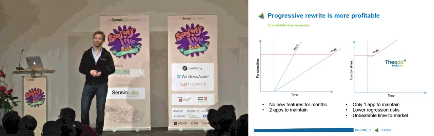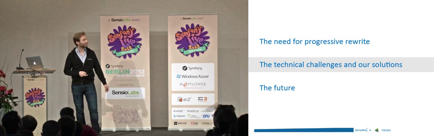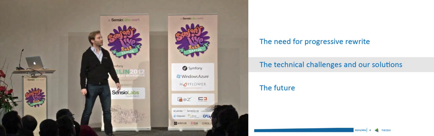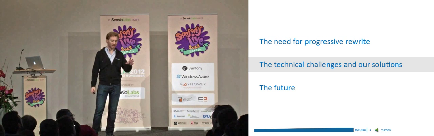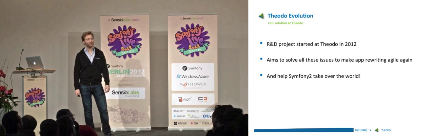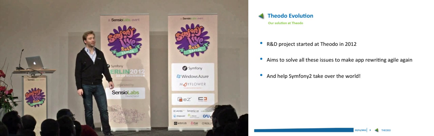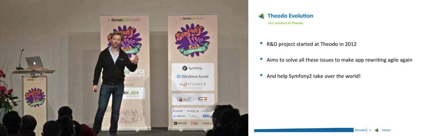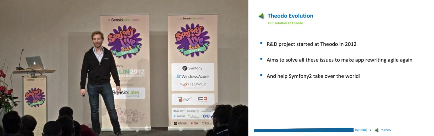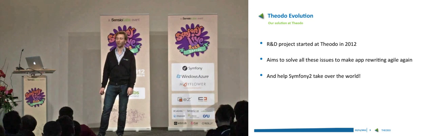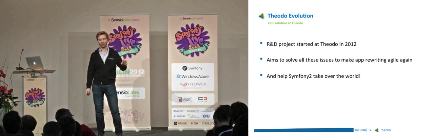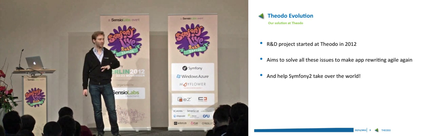So let's go now to the technical aspects of it and go a bit deeper. We started working on these aspects of rewriting in a progressive way this year at Theodo. It's an R&D project, and the aim is to solve all the issues of progressive rewriting to make it easy and agile again. And of course, this is also a way to help Symfony2 take over the world, because Theodo Evolution is not only about agile rewriting, it's about agile rewriting to Symfony2.